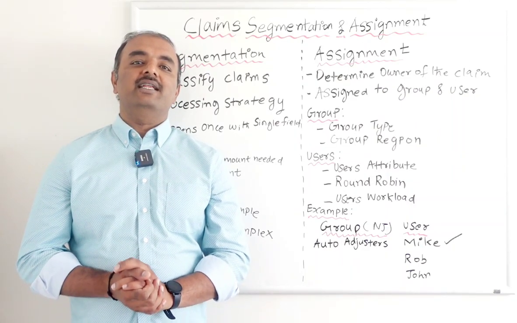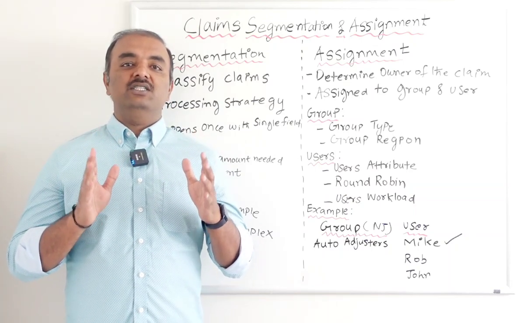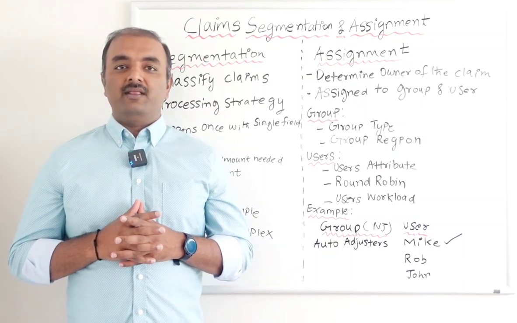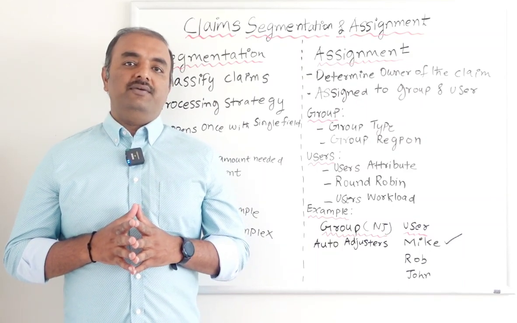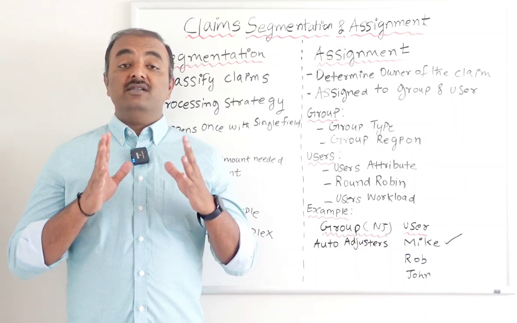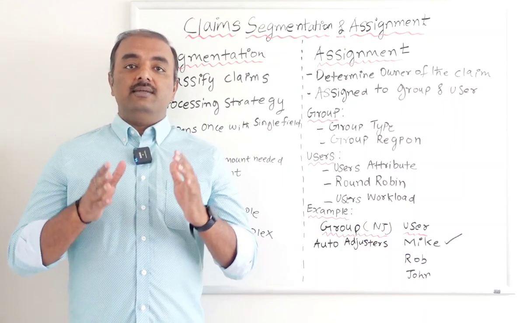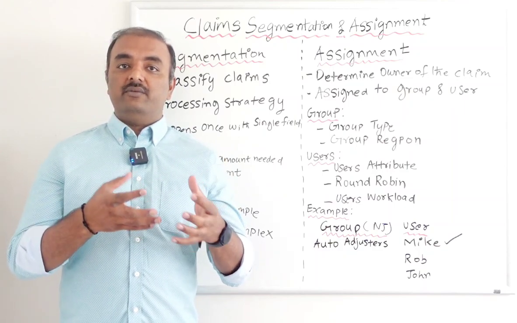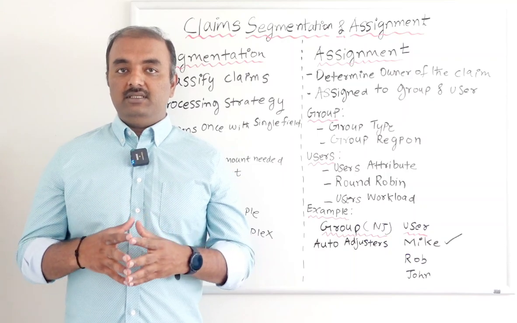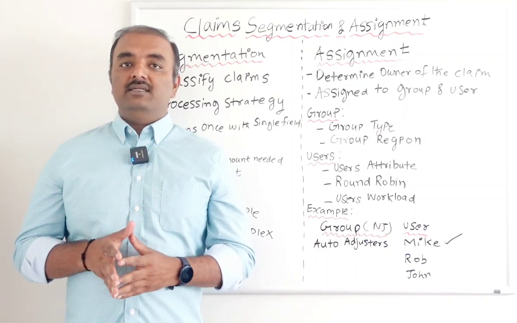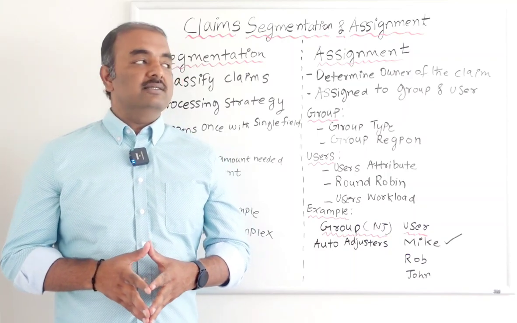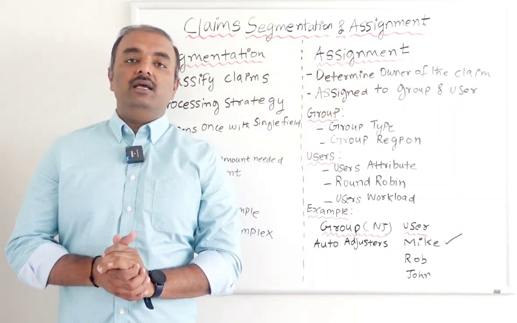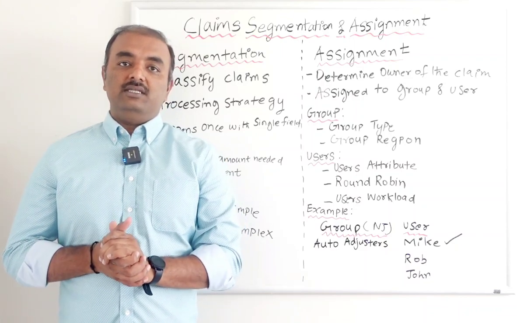Today I'm going to take a training on P&C insurance, claims segmentation and assignment. In my last training video, I covered what is first notice of loss. That is a process where we initially collect the claimant information, like insured information, while processing the claims. Once the FNOL is done, step number 2 in the claims life cycle is segmentation. Step number 3 is assignment. Today we can look at both of these processes in detail.